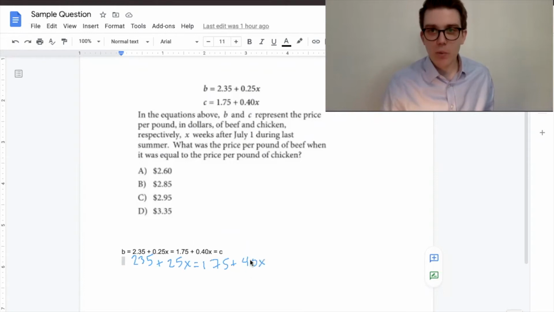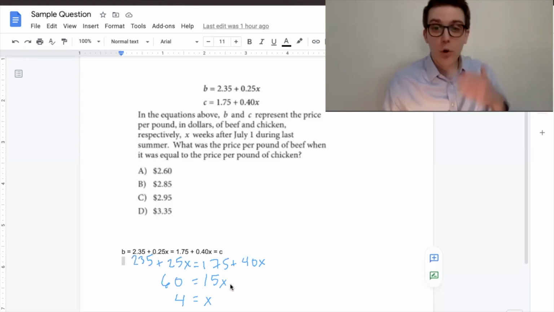To solve for x, we want to put all of the terms with x on one side and all of the terms without x on the other. So we're going to subtract 175 from 235, and that'll leave us with 60 over here. On the right-hand side, we're going to have 40x minus 25x, which will leave us with 15x. When you divide both sides by 15, you're left with x being equal to 4.